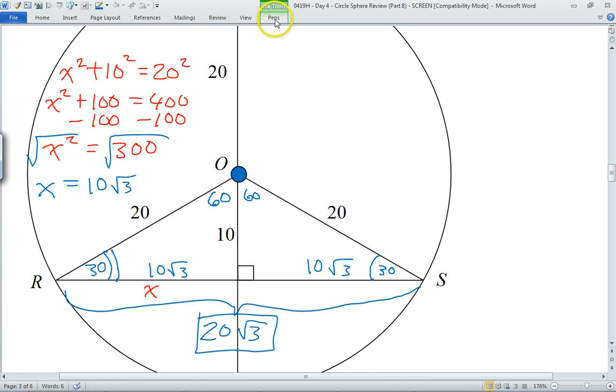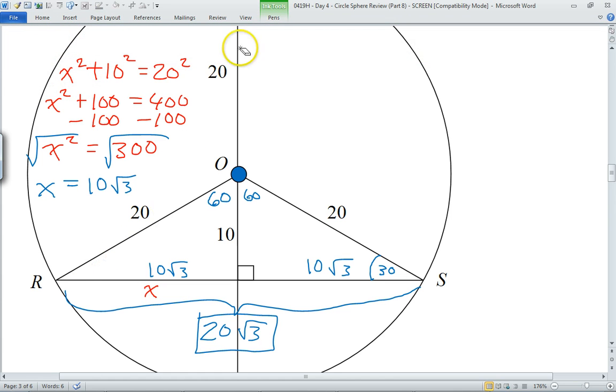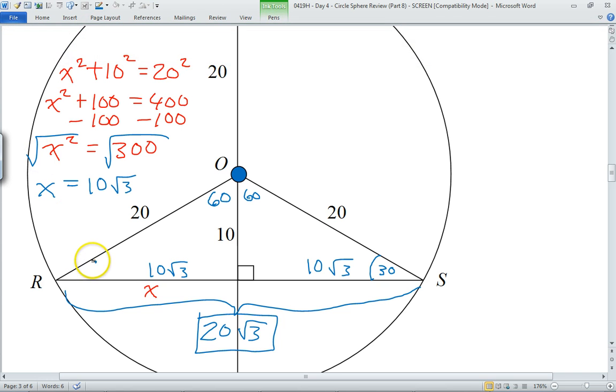Okay, so let me back up and pretend that I didn't already know that this is 30 degrees. Instead, I'm going to call this theta. If this is theta, I can just use the 10 and the 20. I don't need the 10 radical 3 that I just found. Using the 10 and the 20, 10 is opposite theta, and of course 20 is the hypotenuse. Opposite, hypotenuse. Well, my friend, that is the sine function.